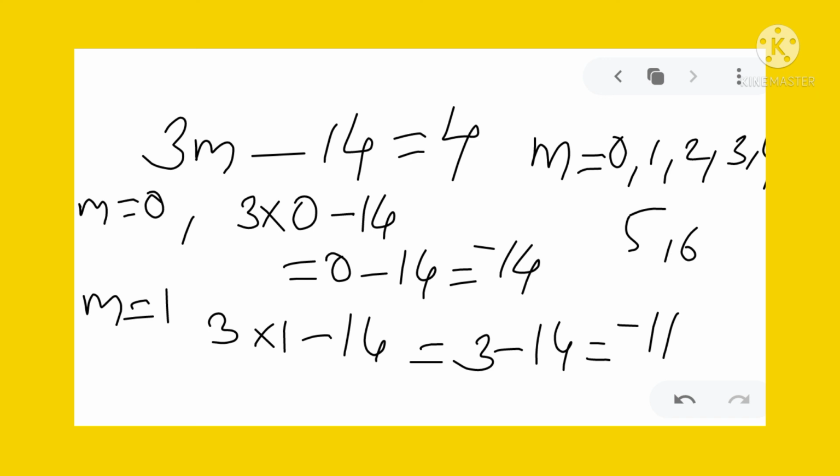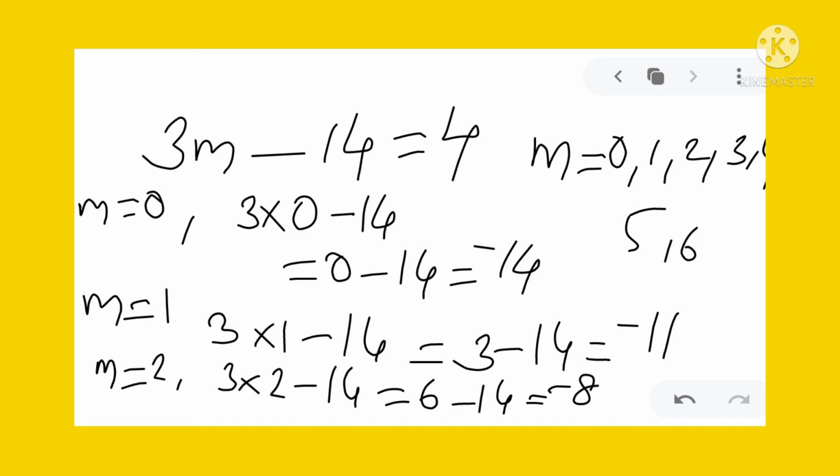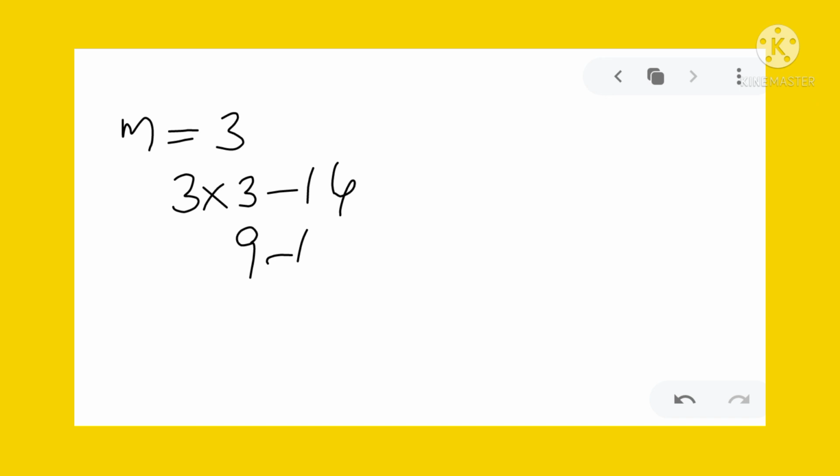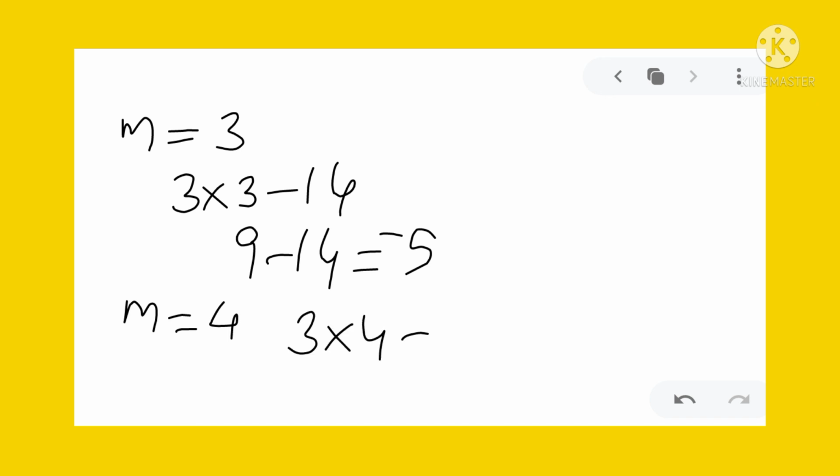When m equal to 2, what will happen? 3 into 2 minus 14. 3 into 2, 6. 6 minus 14 equal to negative 8. Then m equal to 3. 3 into 3 minus 14. 9 minus 14, that is negative 5. Then m equal to 4. 3 into 4 minus 14. That is 3 into 4, 12 minus 14 equal to negative 2.